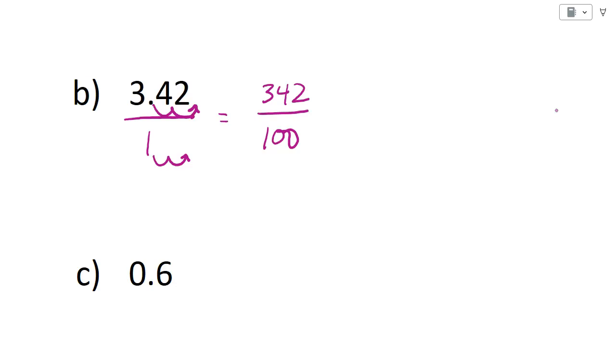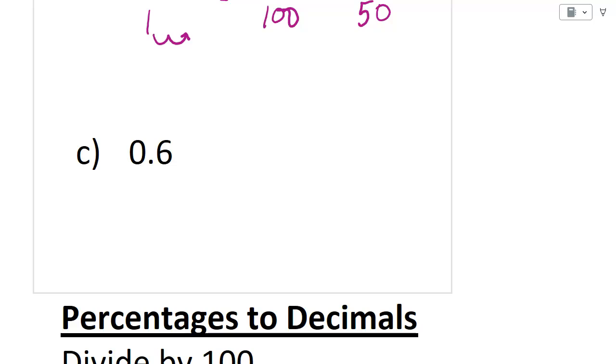Both the numerator and the denominator will divide because they're both even numbers, so I know they'll at least divide by 2. If you want to spend the time finding the greatest common factor, go ahead and do that, but I know these will both divide by 2. I can just start dividing like that. So 342 divided by 2 is 171, and that's over 50. They will not reduce further. And then just one more example here, 0.6.